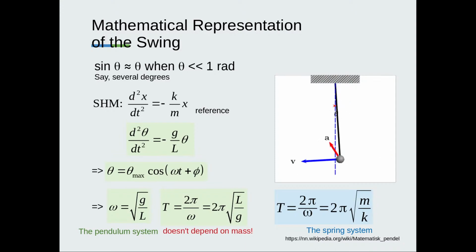So in the pendulum system, the period is related to the length of your string and the gravitational acceleration. And for the spring system, it is related to the mass and the elasticity. So sometimes it's a little bit confusing, but I think this is kind of interesting. The period of your pendulum is not related to the mass at all. So sometimes it's a little bit counterintuitive.